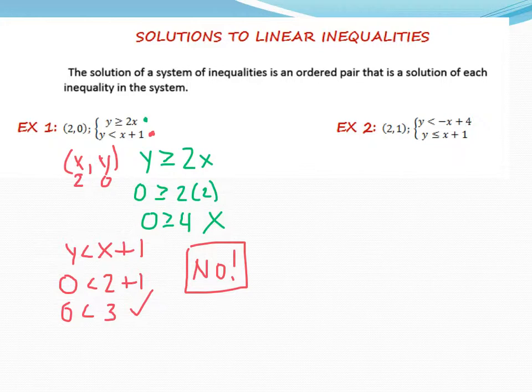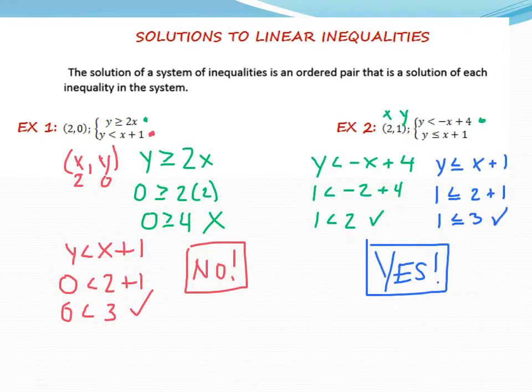So try example 2. You have a point of 2, 1, and two inequalities: y is less than negative x plus 4, and y is less than or equal to x plus 1. Your x is going to be 2, your y is 1. Take these values of x and y, plug them into each inequality, and tell me whether or not this point is a solution to this system of inequalities. Pause the video, practice with this problem, and see if you can get it correct.